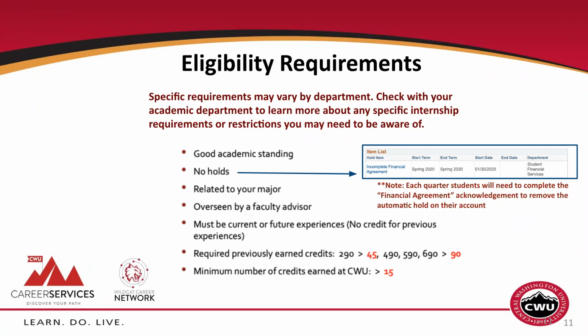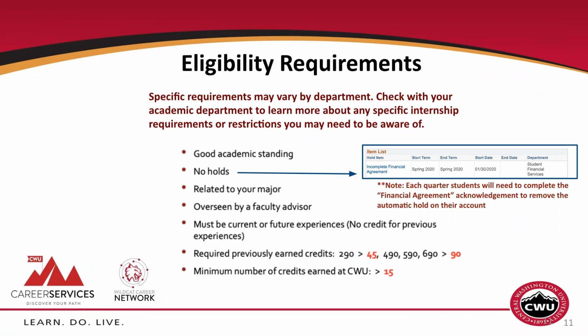So, what are these eligibility requirements? In general, a student needs to be in good academic standing, have no holds on their account, be working in a role that's related to their major, and be overseen by a faculty advisor. Experiences they apply for must be current or future experiences. We can't apply credit to past experiences.